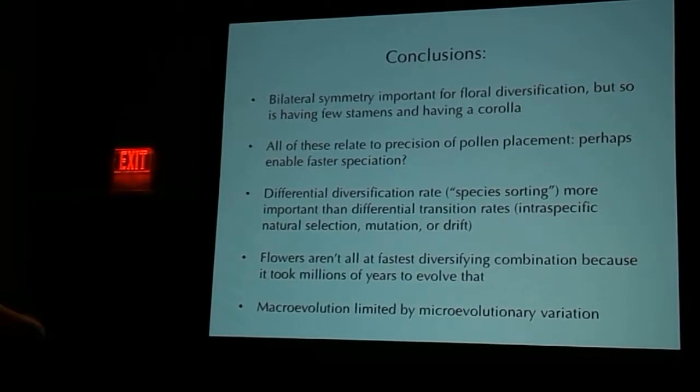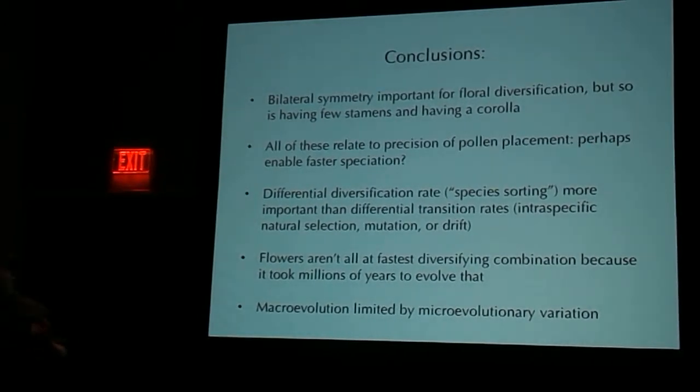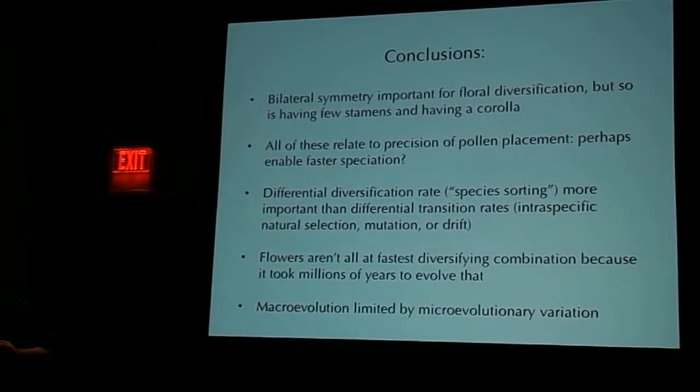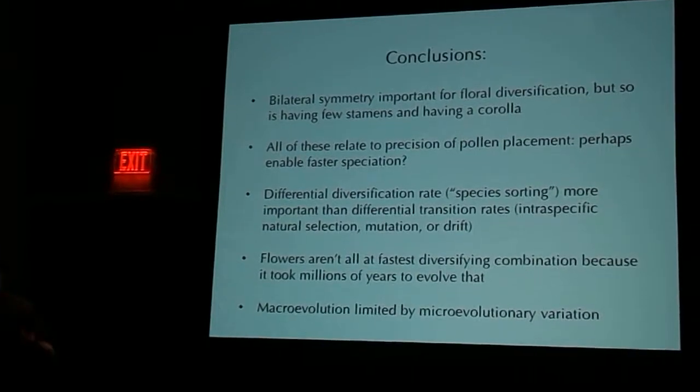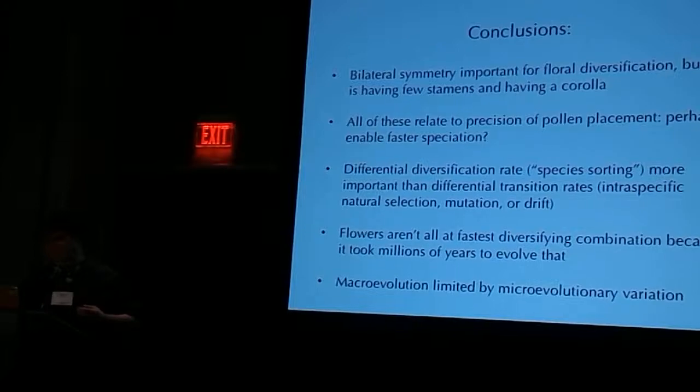So, conclusions: flowers aren't all diversifying in the fastest combination because it took millions of years to actually get there. And thus macroevolution could be limited by microevolutionary transitions. That's a way of combining macroevolution and microevolution.